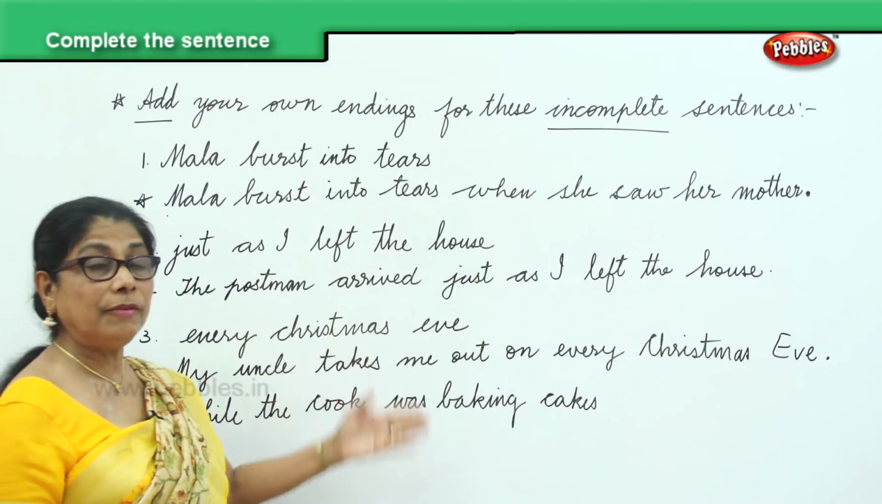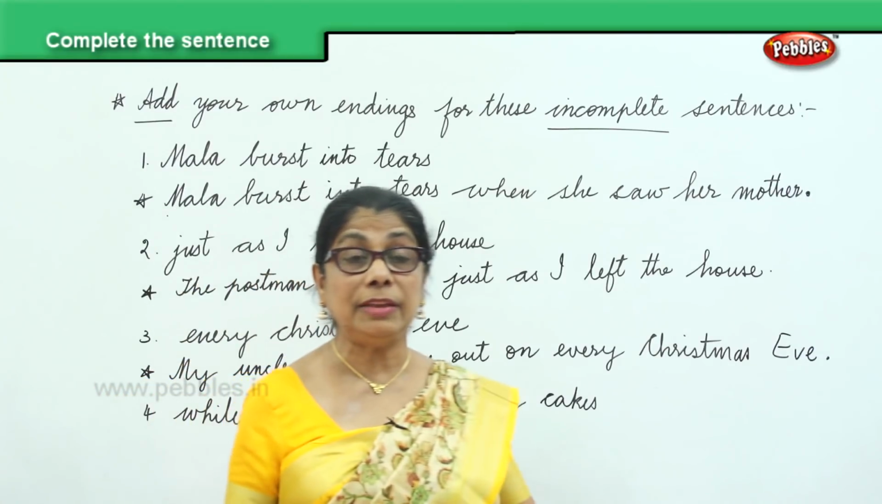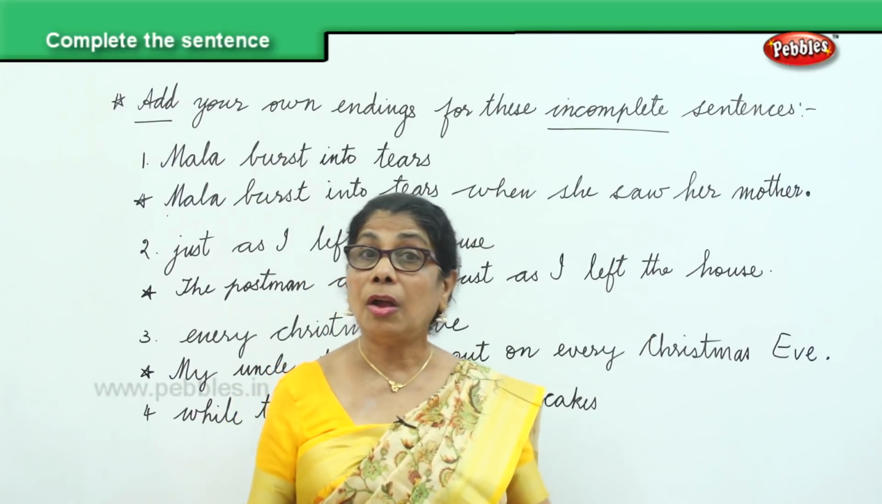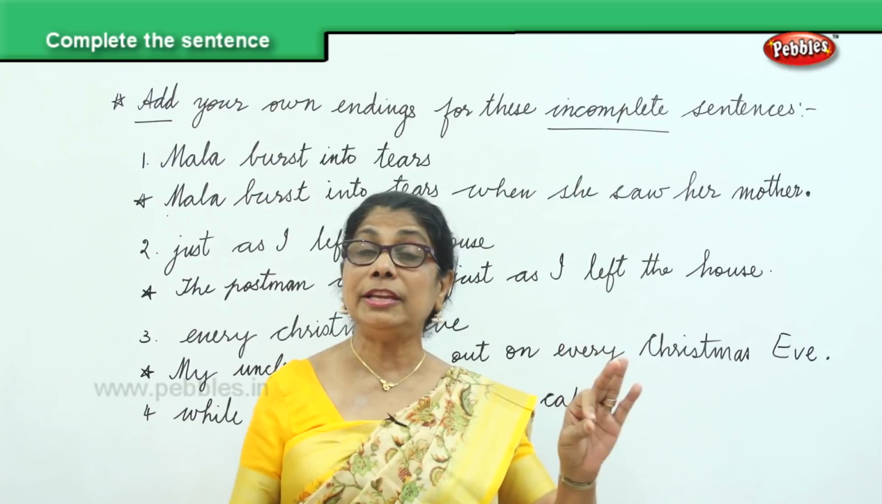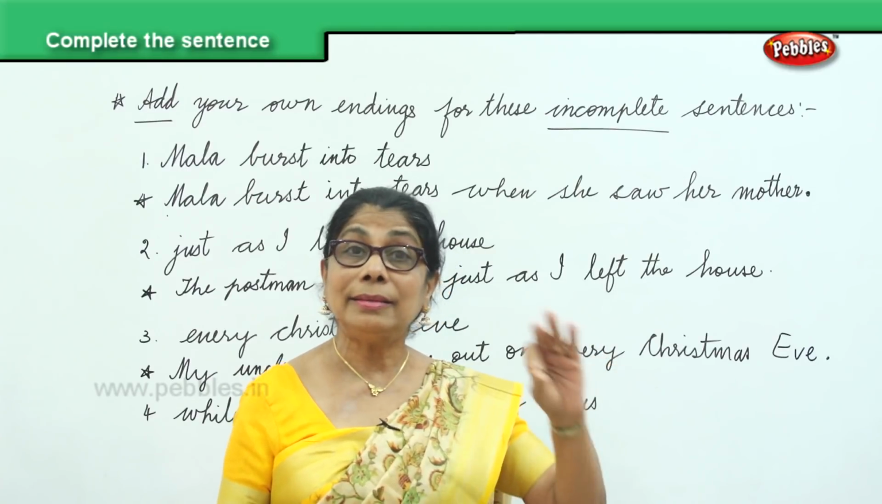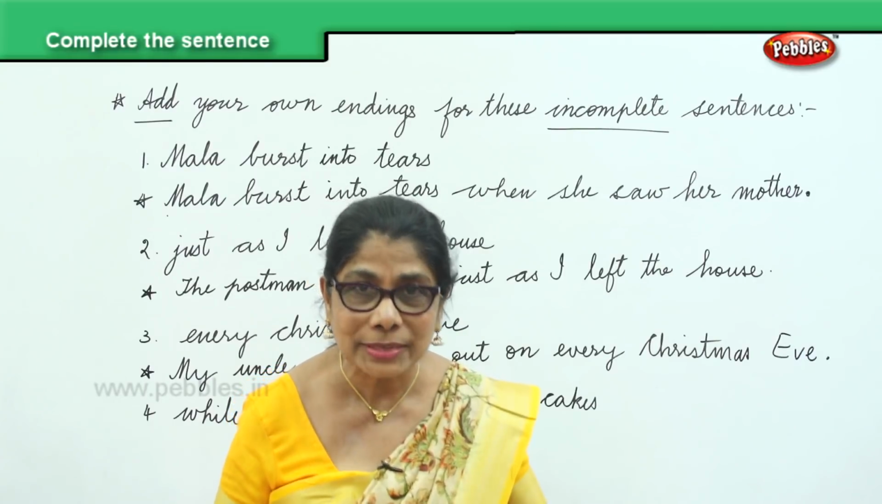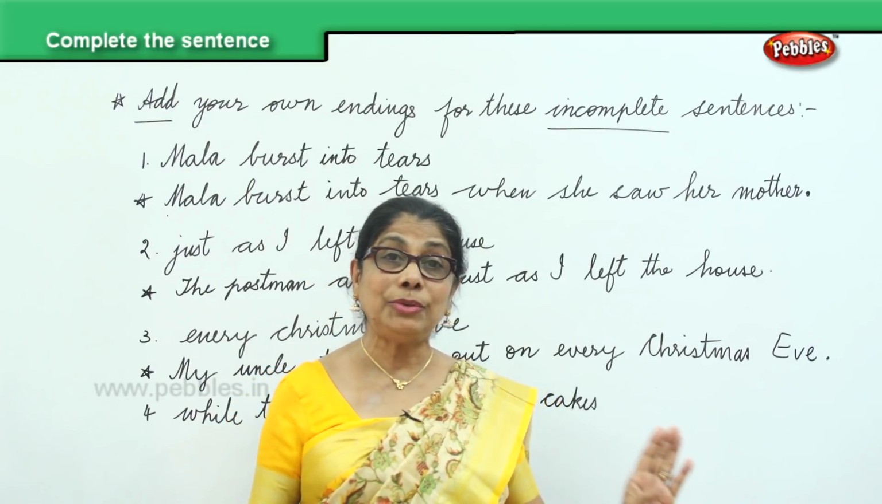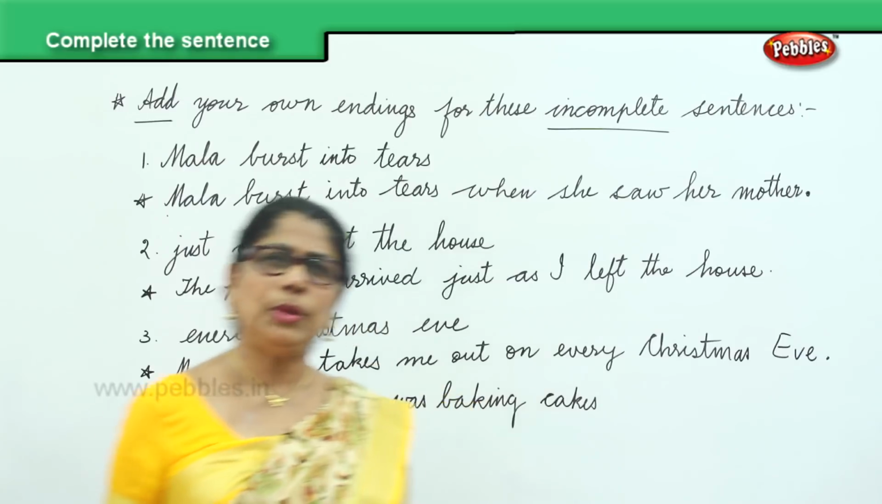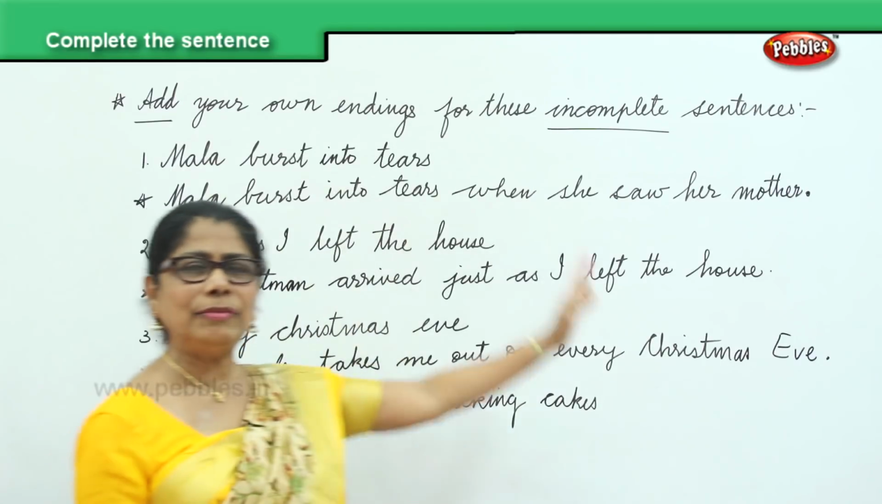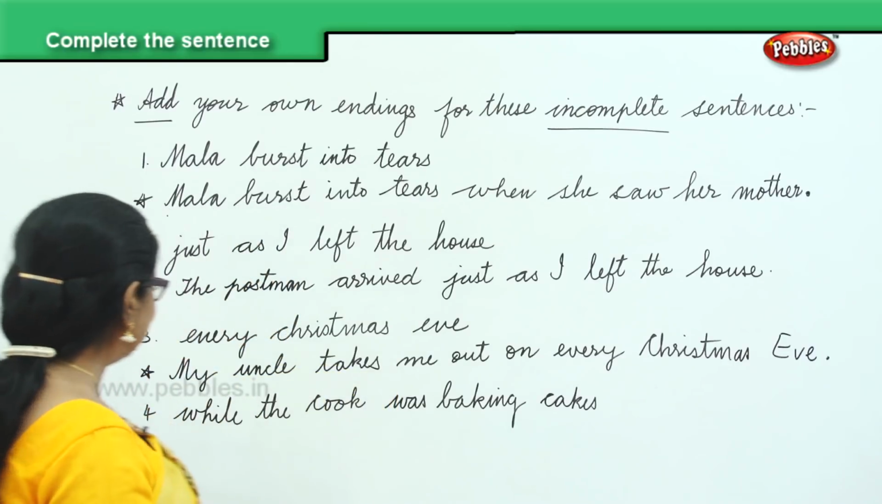On every Christmas Eve, we think about the lovely time we had as children. On every Christmas Eve, I remember the decorations we put up as children. On every Christmas Eve, my neighbor came to spend time with us. You can write whatever you want. Only thing, begin with the capital letter, end with the full stop. It should make sense. That's all.